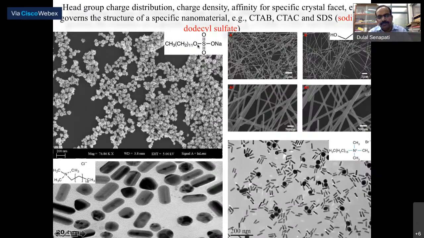Head group means, for sodium dodecyl sulfate, the head group is sulfonate, which is negatively charged. But for CTAC, cetyl trimethyl ammonium chloride, the ammonium group is positive, and for CTAB, cetyl trimethyl ammonium bromide, the trimethyl ammonium group is also positively charged. So depending on the head group, it forms different shapes of nanoparticle.